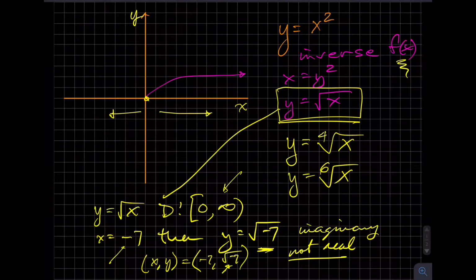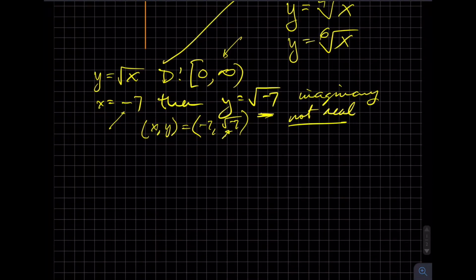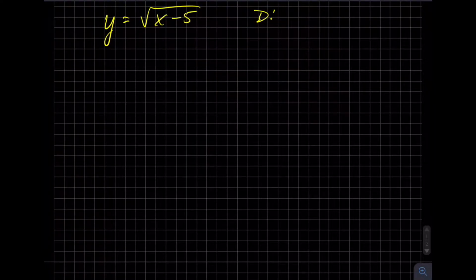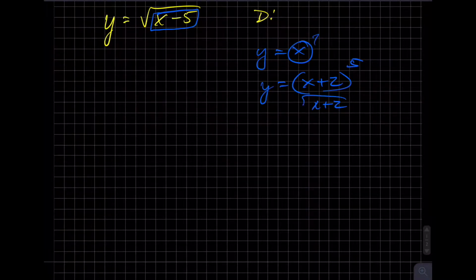All right. Now, how do I deal with other functions such as y equals the square root of x minus 5? Well, my square root thing must be greater than or equal to 0, and that thing is called an argument. The thing that I'm doing stuff to. So for instance, y equals x to the 7th, x is the argument. Y equals x plus 2 to the 5th, x plus 2 is my argument.